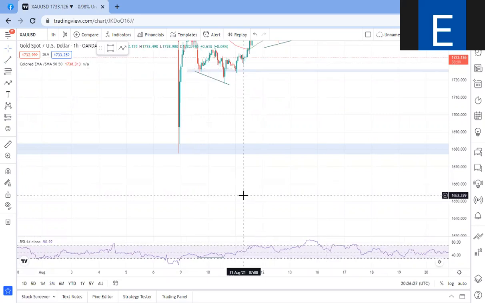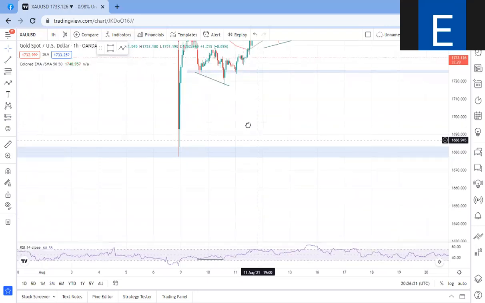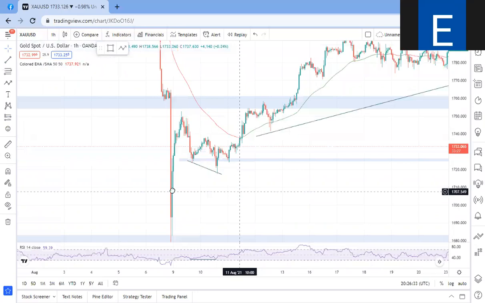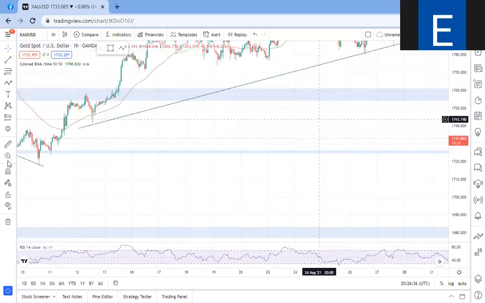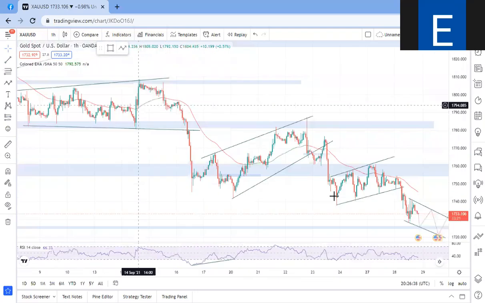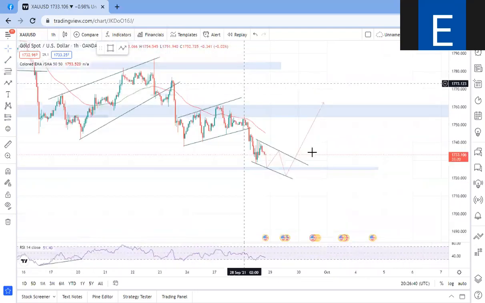I won't go into those ones because they're not my field. I don't treat them much and I won't be going into that. So I just trade chart patterns, breaks, and retest. So currently on gold, this is what I'm expecting.